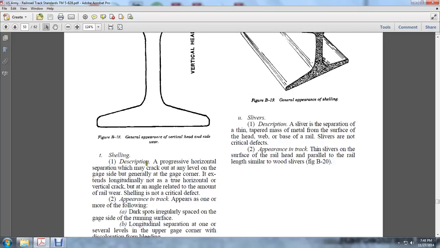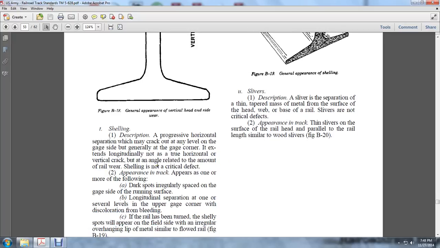Description: progressive horizontal separation of the crack out of any of the level of the gauge sides. Generally, the gauge corner extends longitudinally, not on the true horizontal or vertical crack, at an angle related to the amount of rail wear. Shelling is not critical.